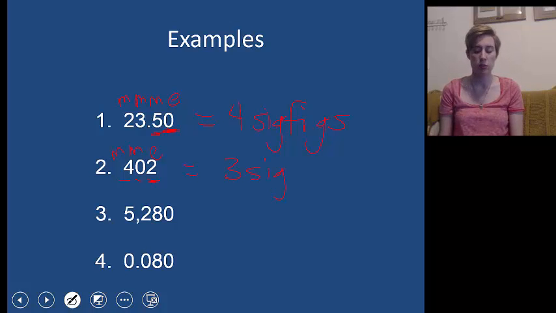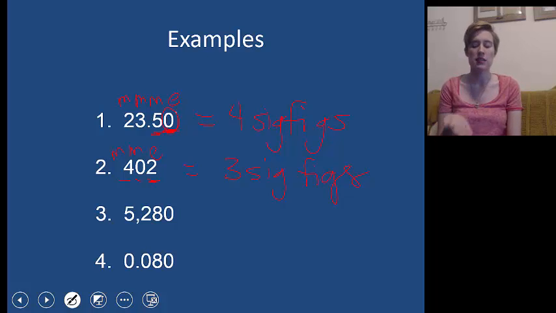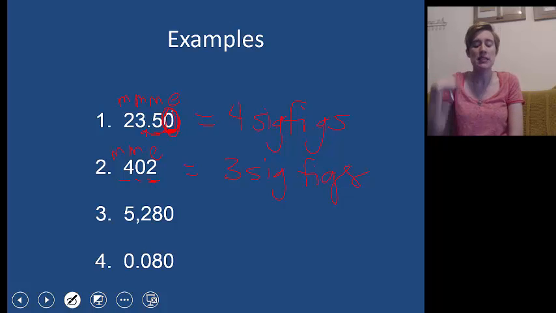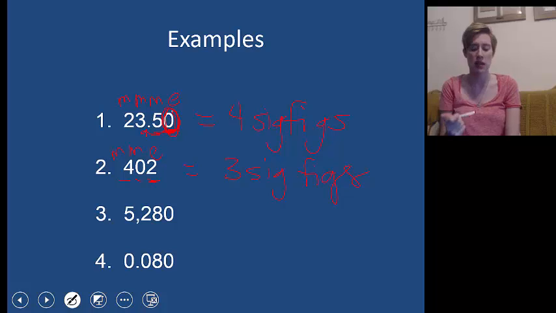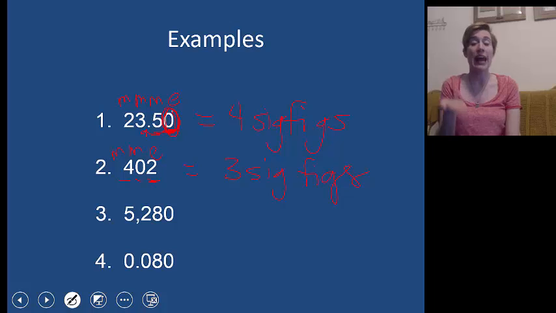Okay, this next number is a little bit tricky. In this first value, I knew this 0 was estimated because there was a decimal right here. And what that decimal means is that this 0 is not holding a place. They put it there on purpose, right? They could have put 23.5 and it's the same number. But since they put the 0 there on purpose, it must be estimated. But what about this 0? This 0 has to be there in order to be 5,280, right? So I don't know if the 0 is estimated or if the 0 is a placeholder.